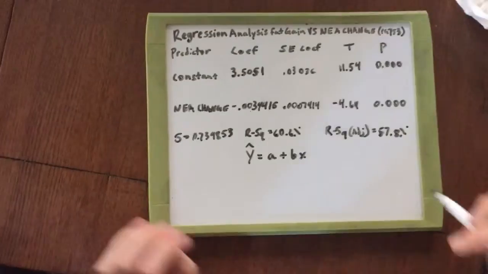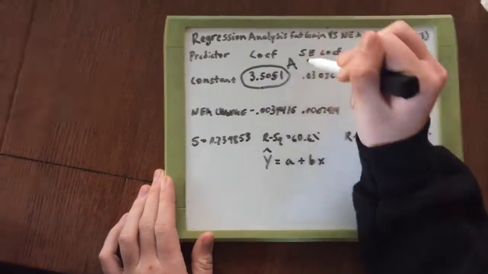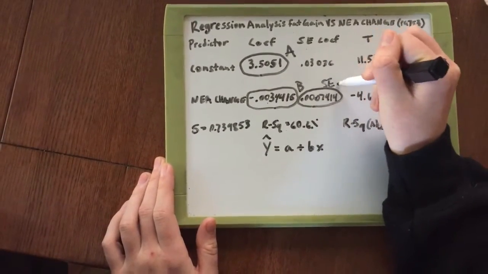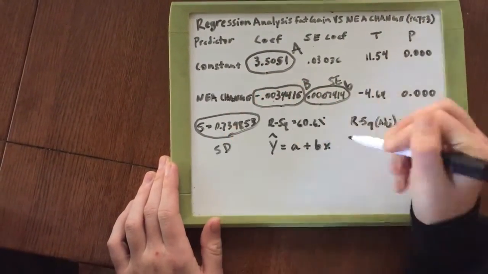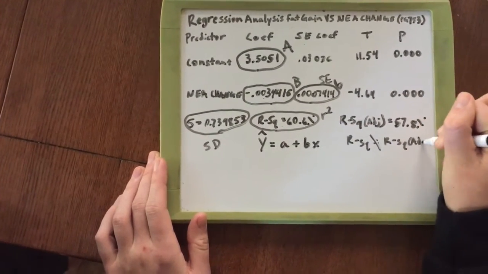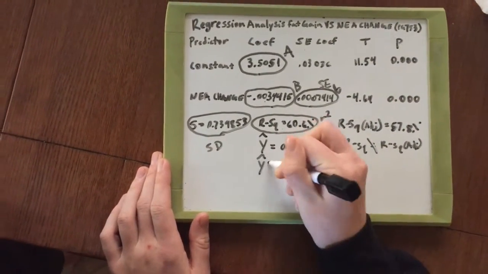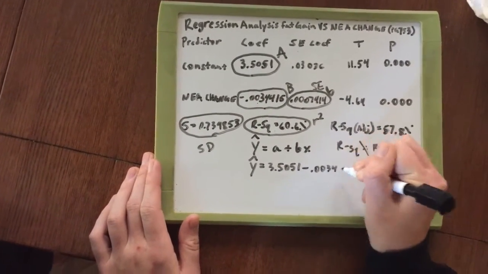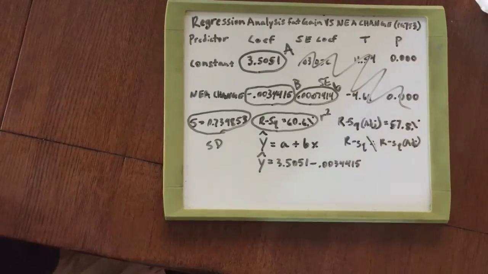In a computer output, there are several key variables: A, the y-intercept; B, the slope; SEB, the standard error of the slope; S, the standard deviation; and R squared, the coefficient of determination. A common mistake is mixing up R squared adjusted with R squared. They are not the same thing, so when asked for the coefficient of determination, you should just put the R squared. Using the information from above, we now have enough info to write the least squares regression line.